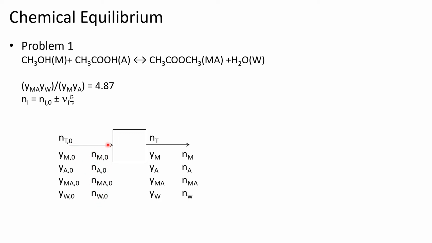And so what you see here for the feed is that we have n sub t0, the total number of moles that enter into the reactor. And we've listed the mole fractions of each of the species that are going into the reactor. We're also going to list the amounts that go in below here. So the lowercase n with the species name, comma 0, represents the amount that comes in. The lowercase n with a subscript species name represents the amount that comes out. We also have the mole fractions there as well.